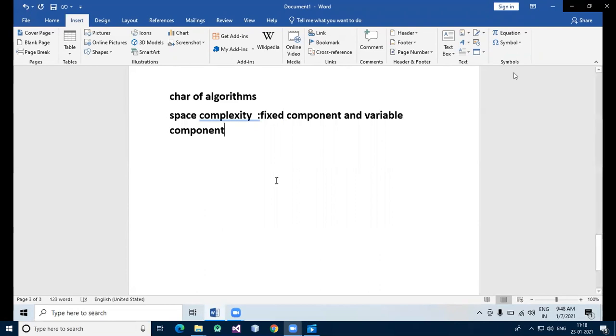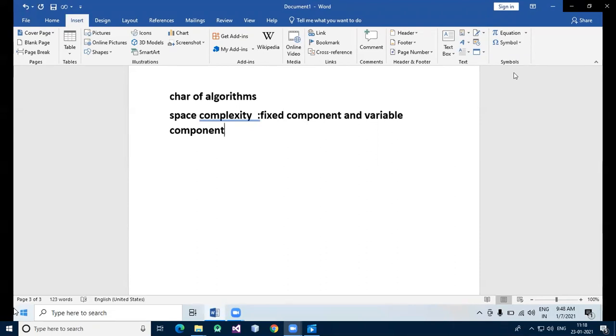Then the variable component consists of space needed by component variables whose size depends on the particular problem, like the input and output being solved. The space needed by reference variables, and stack space, is one of the most prominent components.